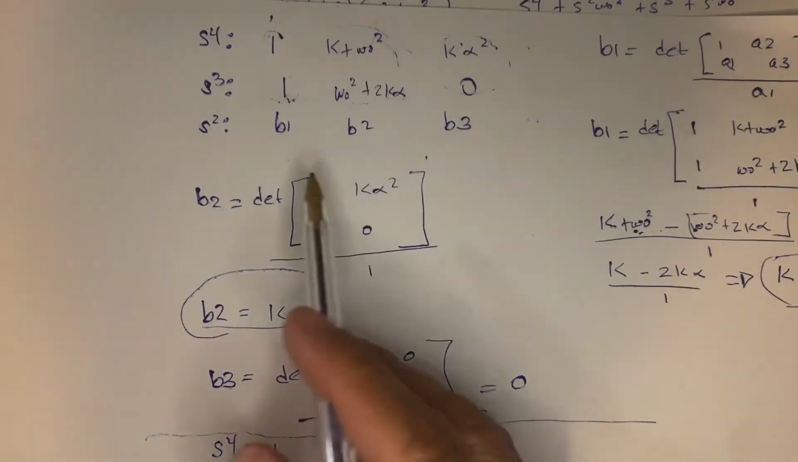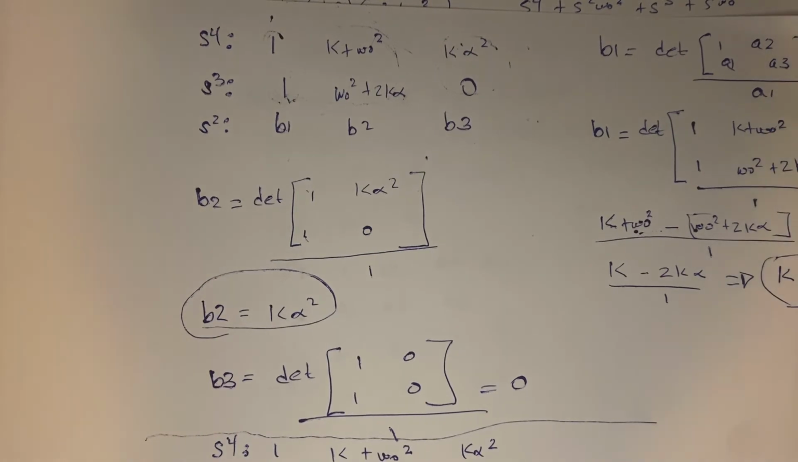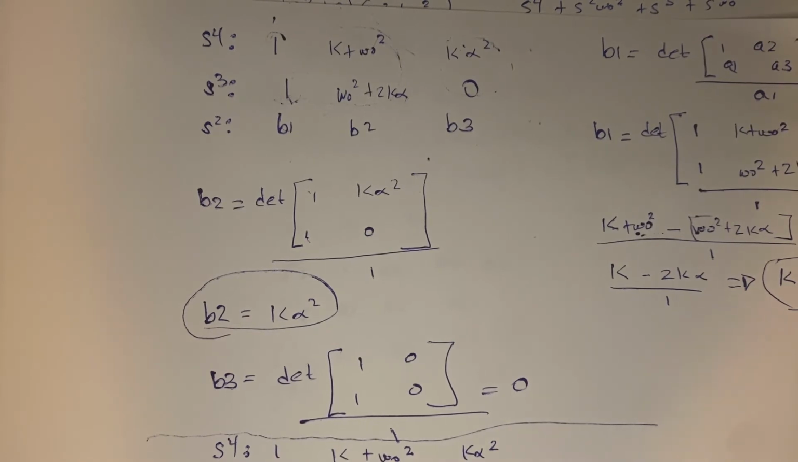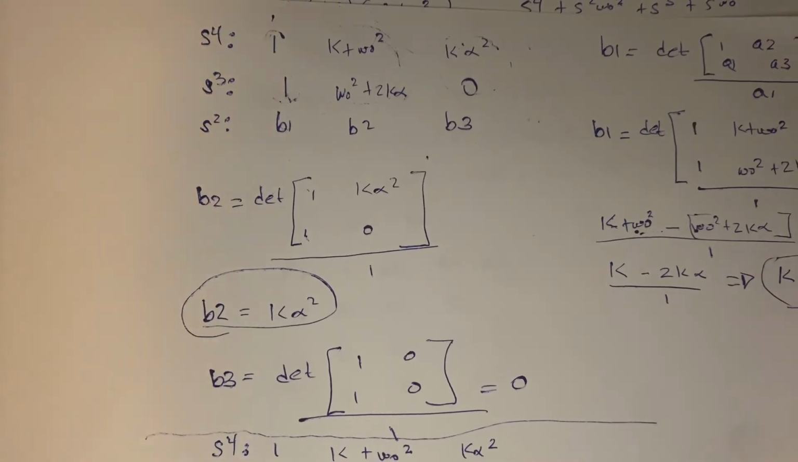Square is going to be B1, which we know is K1 minus 2 alpha. B2 is K alpha squared. And then B3 is 0. Now, let's find C1, C2, and C3.